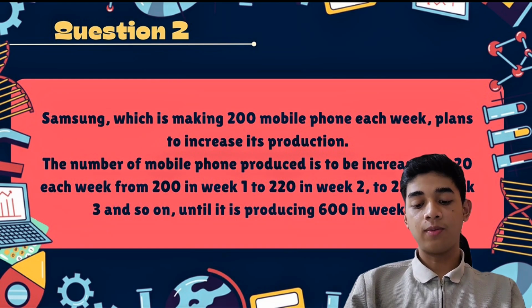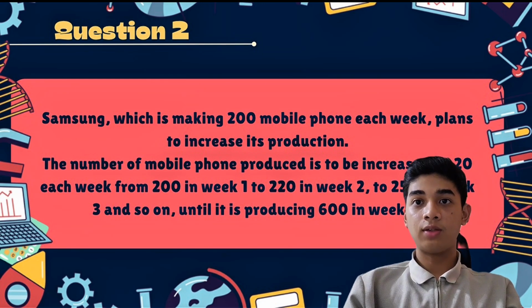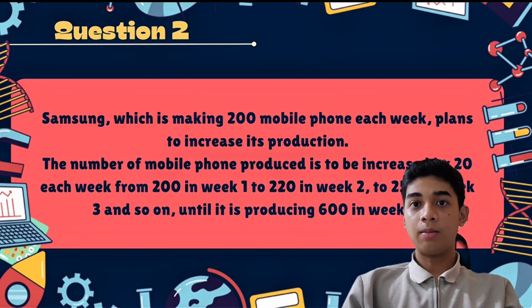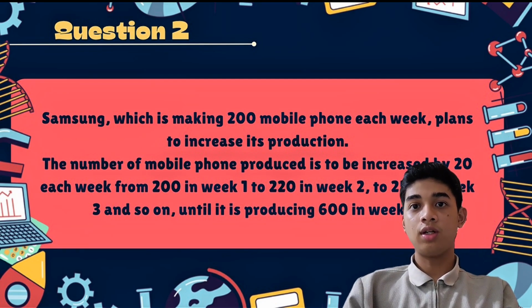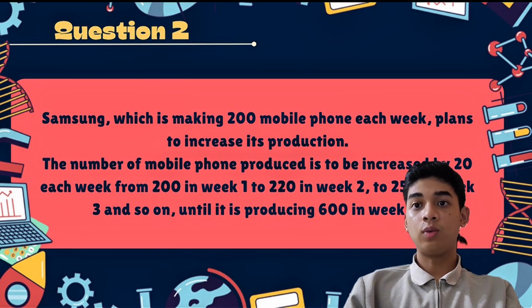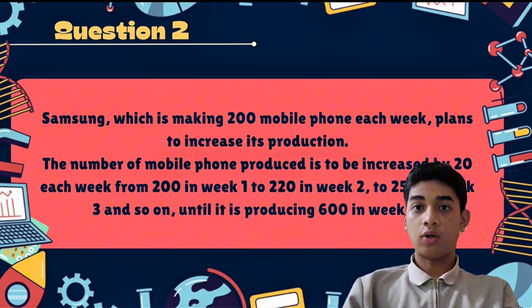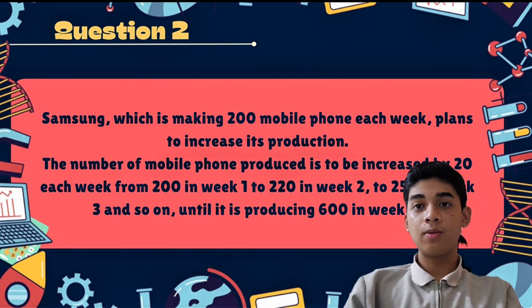So we move to the next question, which is my question. Samsung is making 200 mobile phones each week and plans to increase its production. The number of mobile phones produced is to be increased by 20 each week, from 200 in week 1 to 220 in week 2 to 240 in week 3, and so on until it is producing 600 in week n. So we must find the week n.